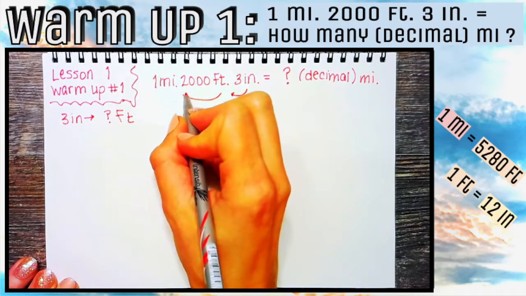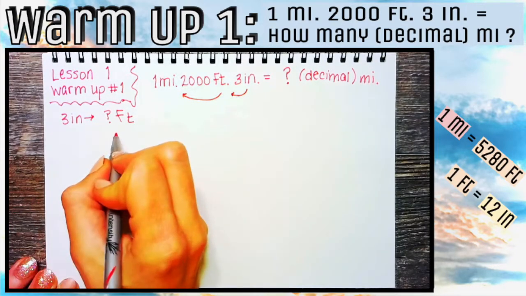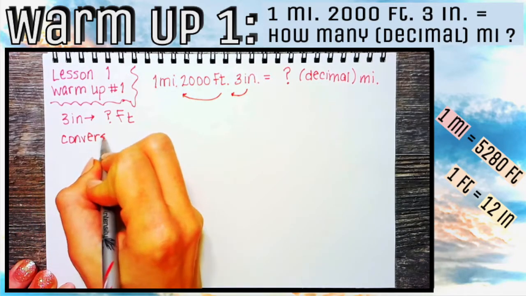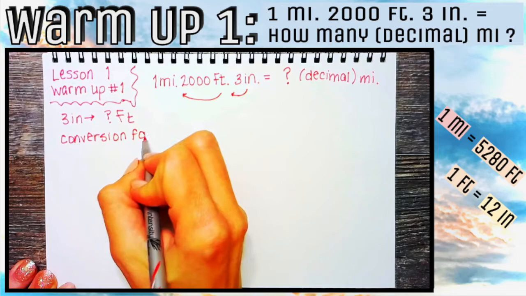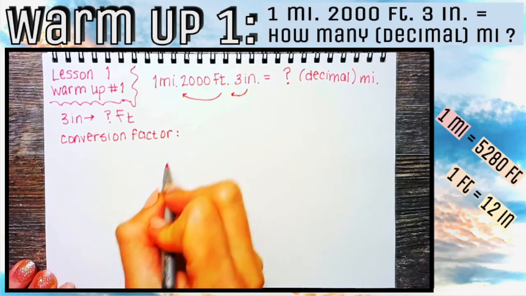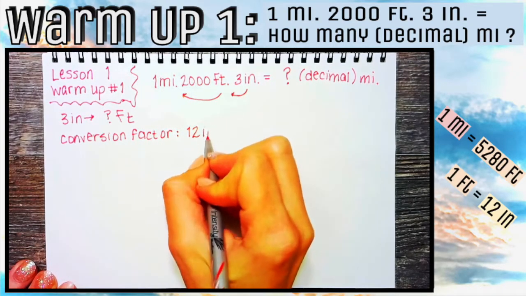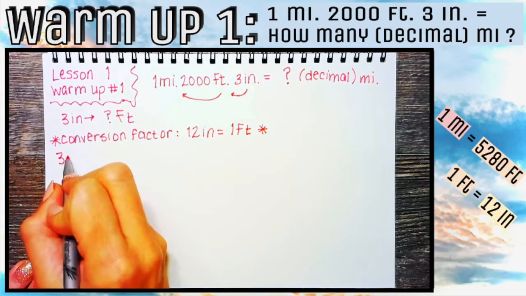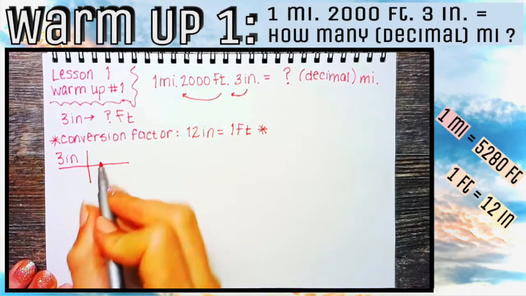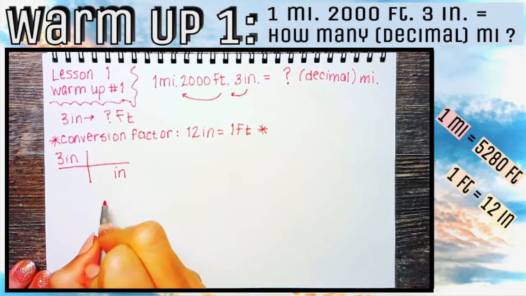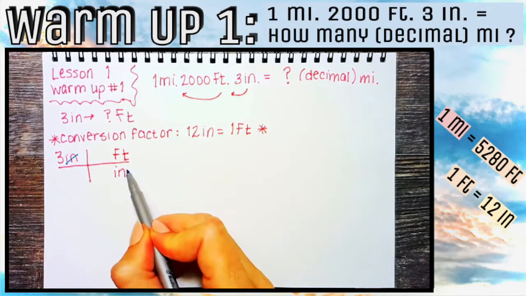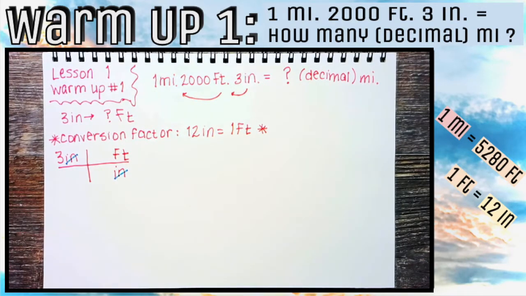We're going to do this with a dimensional analysis approach. That means we need a conversion factor or a conversion fact. How many inches equals how many feet? 12 inches is equal to 1 foot. Since we're starting with 3 inches, that will go in the top left corner. And then we need inches on bottom because we need the inches to reduce and go away. And then feet will go on top because we need to finish with feet in the answer.